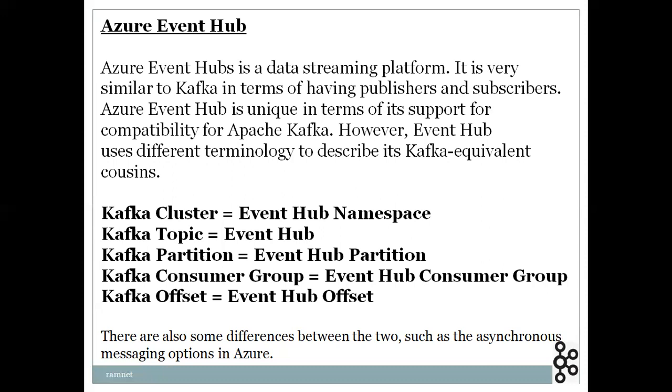Kafka offset, Event Hub offset. Everything they named as like event. There are also some differences between the two, such as asynchronous messaging options in Azure.